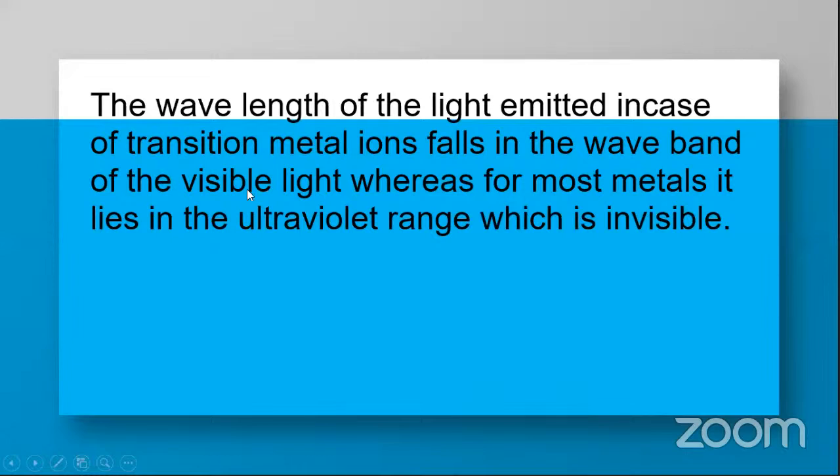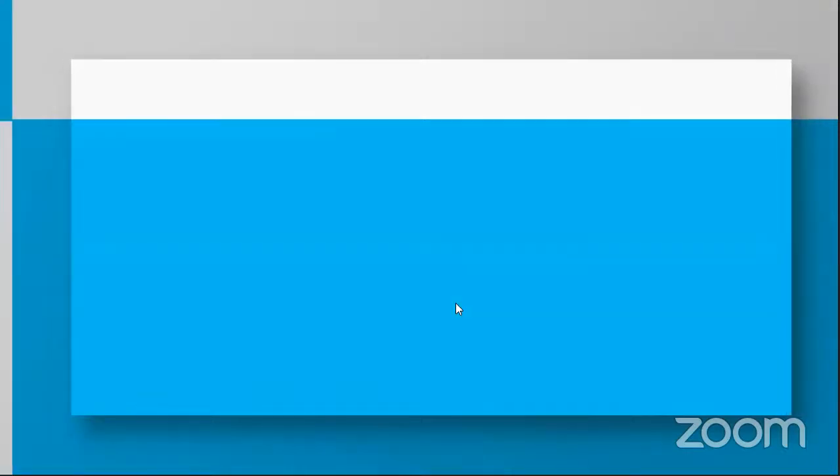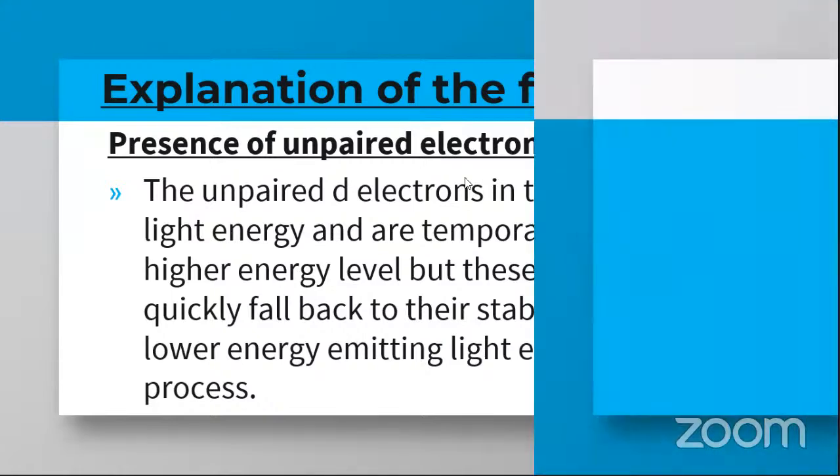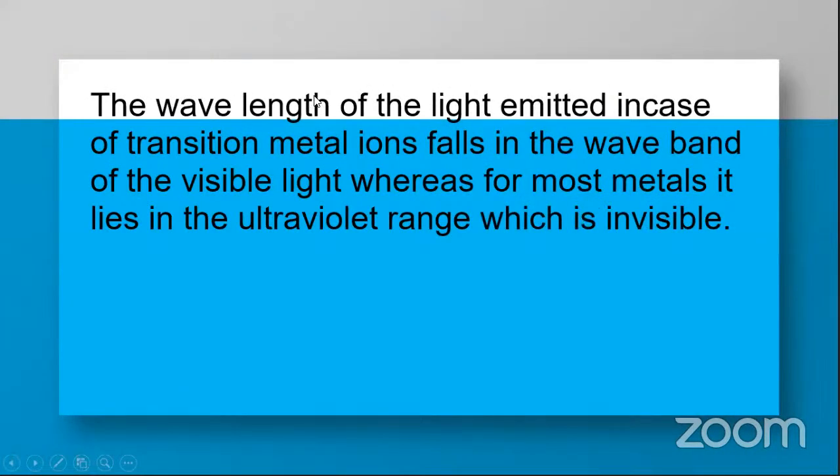But what we mean is that we have just said that these electrons, when they are falling back, emit some light. So it is this light that comes with its wavelength, of the light emitted in case a transition ion falls in the wave band of the visible light. So when we talk of visible light, this is where we can determine the color, because this light can be seen.